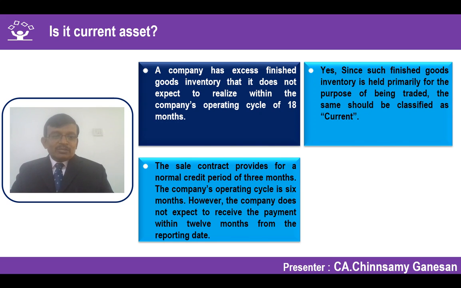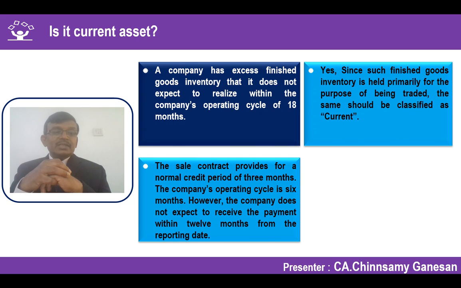We put that again into our flowchart, the easiest way of understanding the current and non-current classification. Whether it is expected to be realized within the operating cycle? No, 6 months is the operating cycle, and I'm expecting to realize after 12 months, so not applicable. Whether it is held for sale? Trade receivables are not held for sale. So the second condition is not fulfilled. Third condition, whether expected to be realized within 12 months from the end of the reporting period, is not satisfied because here they are saying it is not expected.